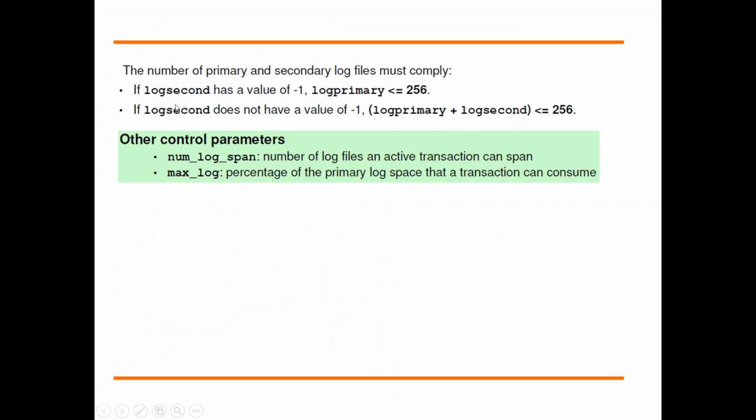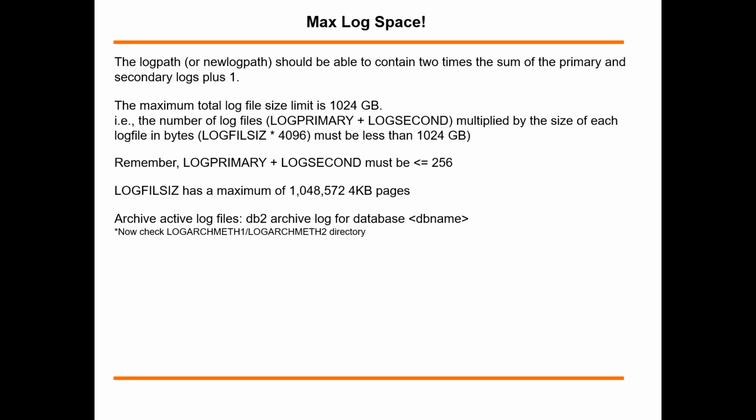So we looked at log second and log primary, the little equation, and some control parameters, number of log spans and max log. We spoke about that already. There is a little equation for how much log space I can have. The log can go up to somewhere like 4 terabytes or so. The log file size is a huge size. Now I'm skipping this calculation here.